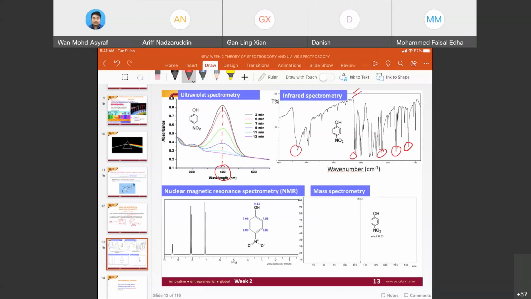Okay, this is NMR, nuclear magnetic resonance spectroscopy. This one I think we don't cover in your syllabus, and mass spectrometry we also don't cover. We only cover, I think, UV-vis, ultraviolet spectroscopy. Okay, so basically that is a spectrum.